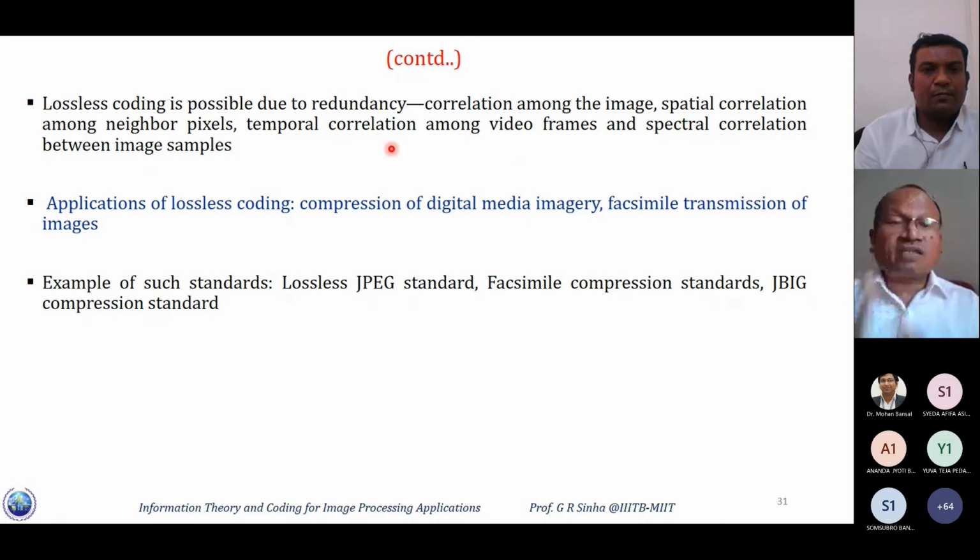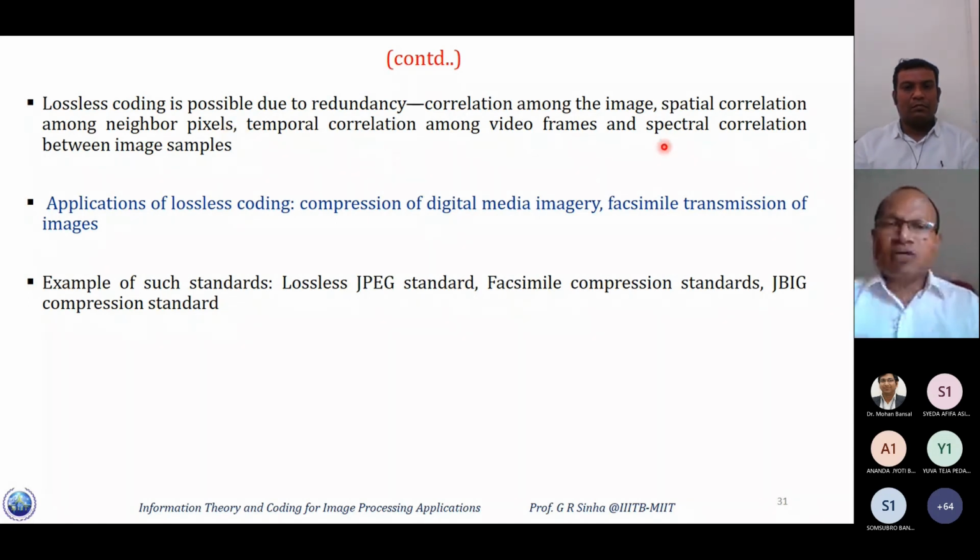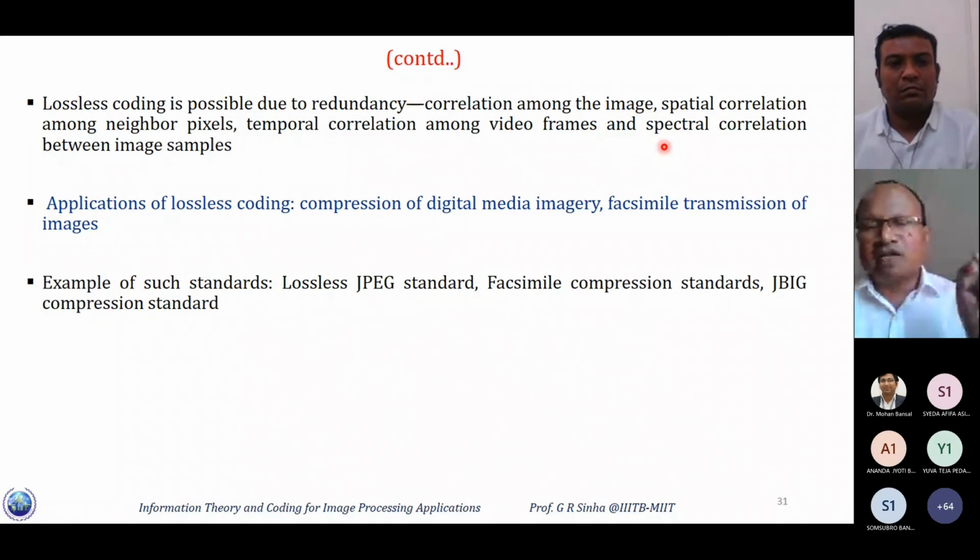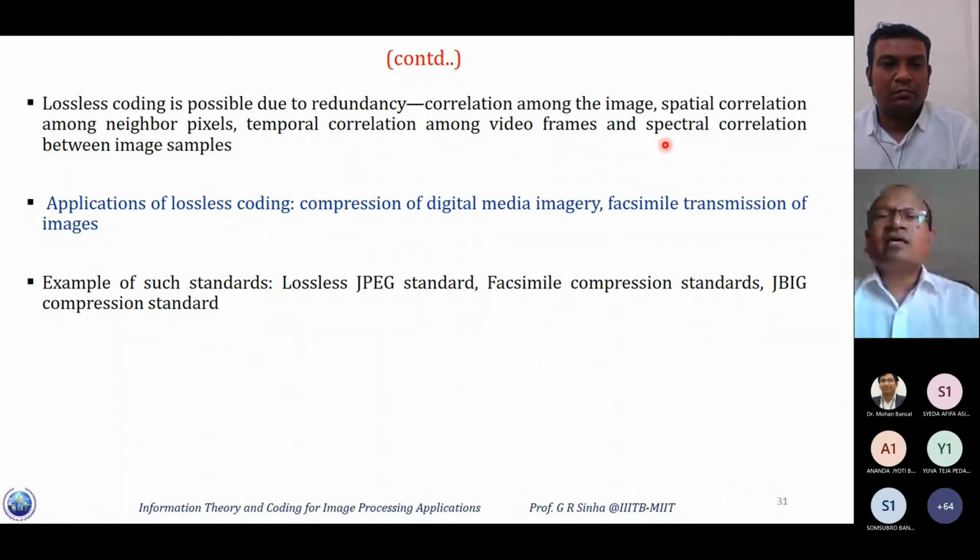So what are the factors because of which there is redundancy in the image? Spatial correlation among neighboring pixels: some correlation is there between two pixels. So rather than representing all the pixels, you can represent one pixel for the entire area. There is a method I will tell you. Then temporal correlation among video frames: there may be temporal similarity between two frames in the video. And spectral correlation between the image samples.